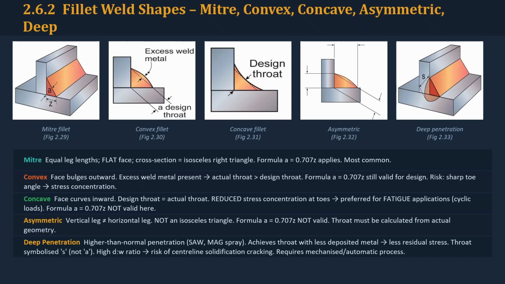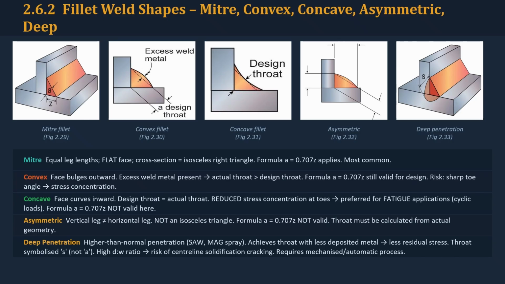The miter fillet has approximately equal leg lengths and a relatively flat face. This is the geometry from which the familiar 0.707 relationship is derived. A convex fillet has a weld face that bulges outward. Excess weld metal may increase the actual throat, but excessive convexity can create an unfavorable toe transition and increase local stress concentration. A concave fillet curves inward toward the joint. Its smooth transition can reduce stress concentration at the toe, which can be beneficial in fatigue-sensitive applications. An asymmetric fillet has unequal leg lengths. Because the geometry is no longer an isosceles right triangle, the simple 0.707 relationship cannot automatically be used.